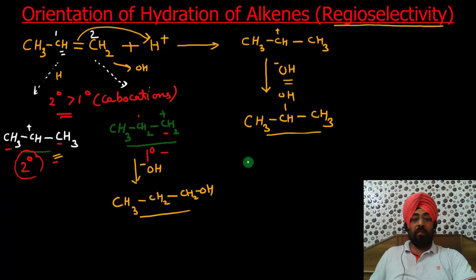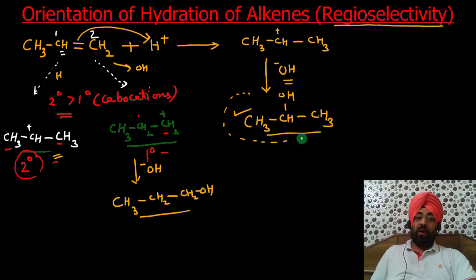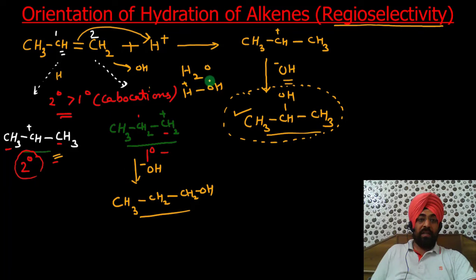Now there are two possible products. Either this can be formed or this can be formed. Out of these, one will be major and one will be minor. So this is our main product, the major product that will be formed. This can also be explained on the basis of Markovnikov's rule, which says that the positive part of the addendum. Now our addendum is water, which is written as H2O, that is HOH. It has a positive part and a negative part.